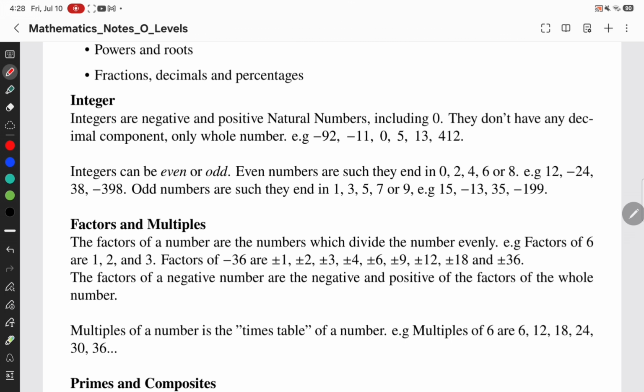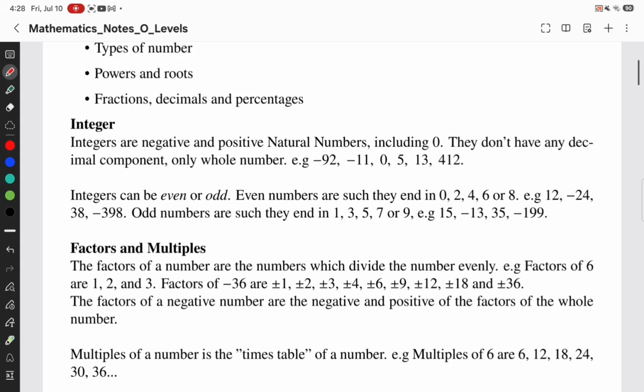Integers can be even or odd. Even numbers end in 0, 2, 4, 6 or 8, like 12, negative 24, 38, negative 398, and so on. Odd numbers end in 1, 3, 5, 7 or 9. Example: 15, negative 13, 35, negative 199. You may notice this, but sometimes you do not notice.